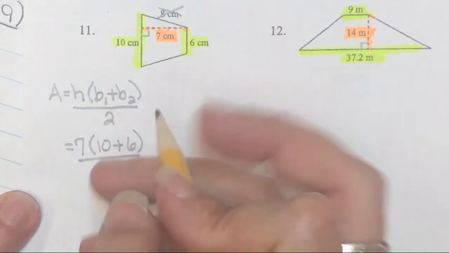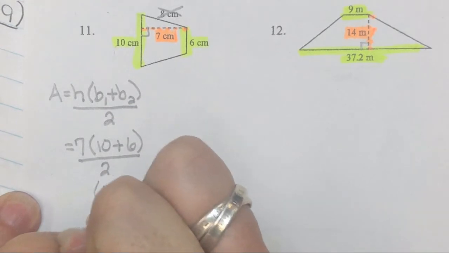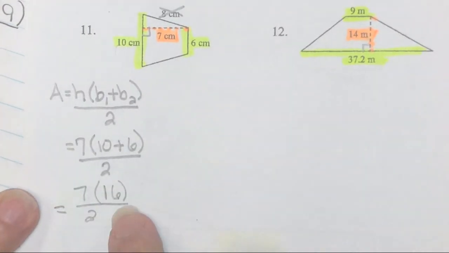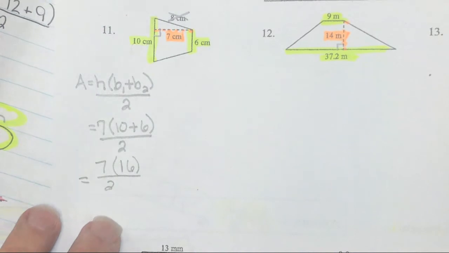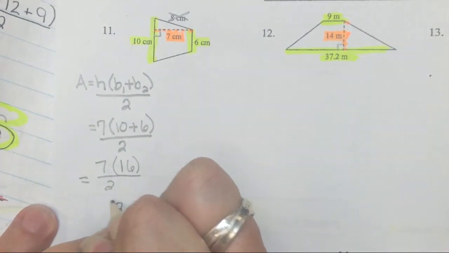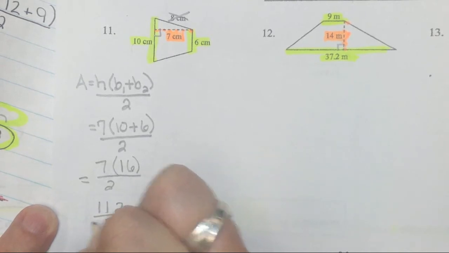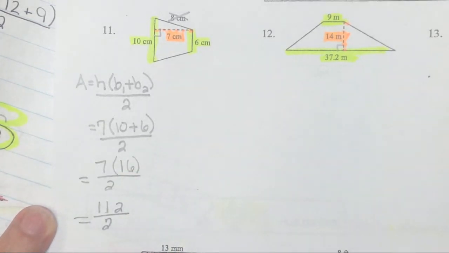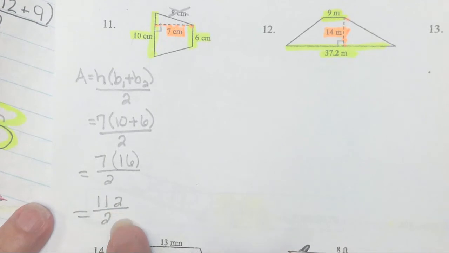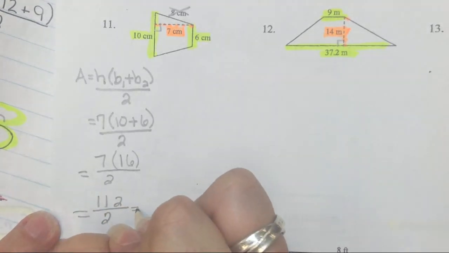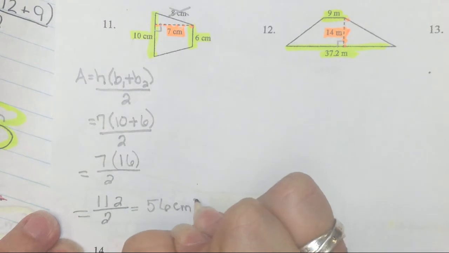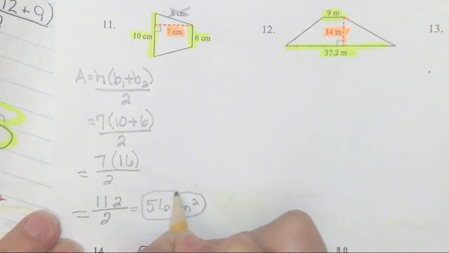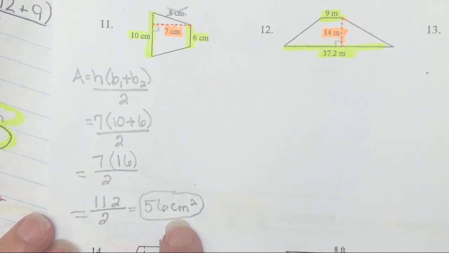Okay, now, the next step is the 10 plus 6, which is 16. Next step, take 16 and multiply by 7, which is 112. I'm sorry, I said 111, but 112 is what I meant. 112 divided by 2 is 56. I look back up there, centimeters squared. So the area of that trapezoid is 56 centimeters squared.